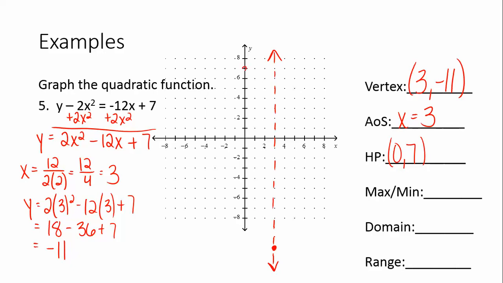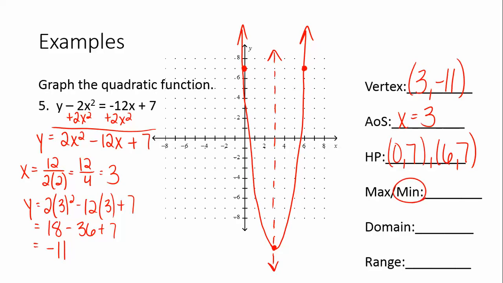So 0, 7. I'm 1, 2, 3 units away from the axis of symmetry, so my mirror point is going to be 1, 2, 3 units away the other way from the axis of symmetry. So now you can see this parabola is a very skinny parabola. And we want to make it look as U-shaped as possible. And so then my other helper point was at 6, 7.